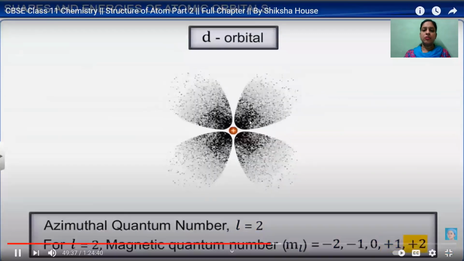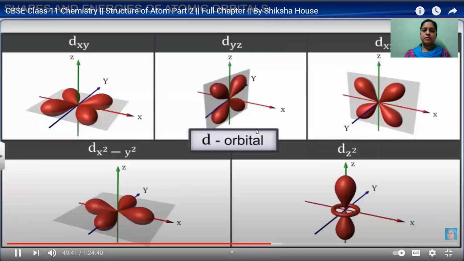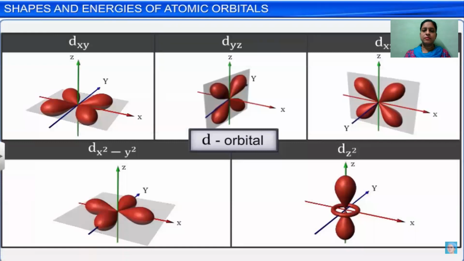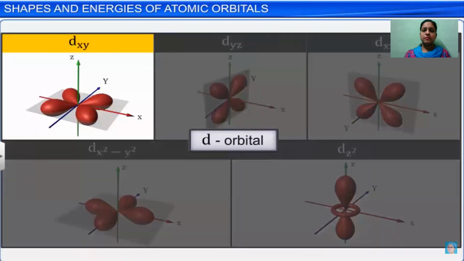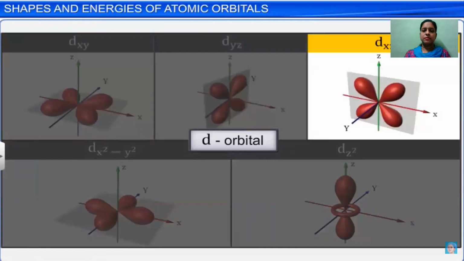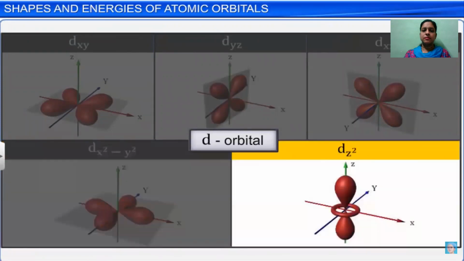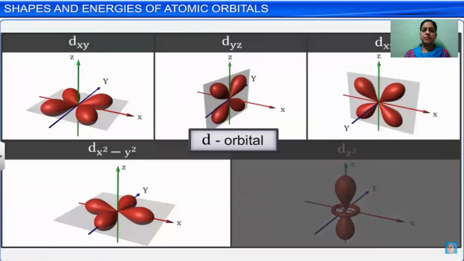The boundary surface diagrams pertaining to these orientations, designated as dxy, dyz, dxz, dx square minus y square, and dz square are shown. Note the similarity in shapes of the first 4 d orbitals, which are different from the fifth orbital, dz square.